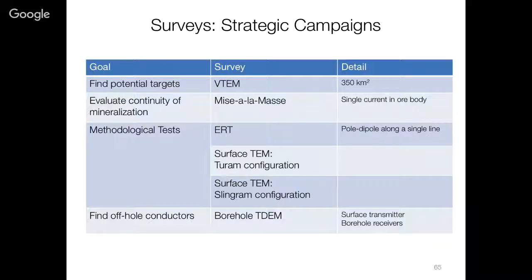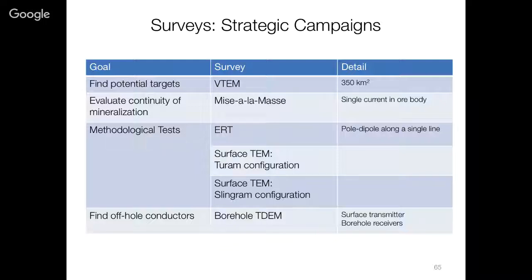In their initial stages, to try to find potential targets, they're going to use a VTEM survey. That allows you to go over things very, very quickly and cover large areas. So you've got 350 square kilometers. That's survey number one. Then, after having found something, they're going to do a Mise-à-la-Masse experiment. That's going to be a single current electrode in a borehole.